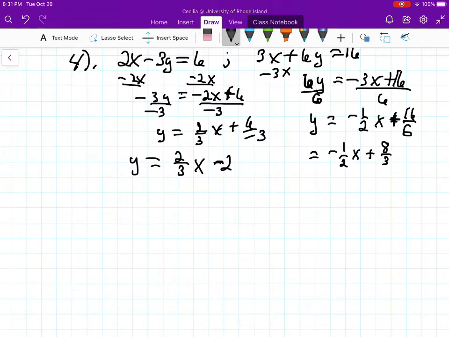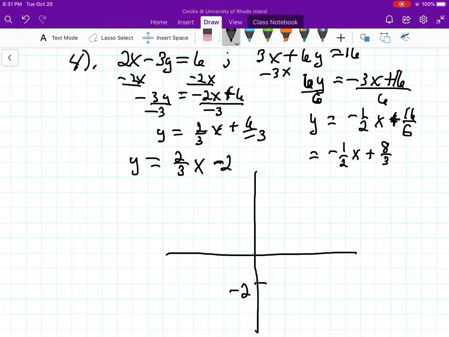intersection for. So maybe we can do a little sketch. Like, we don't have to do this. It just gives us some intuition into what's going on. So let's go ahead and try and graph these. The first line is going to start with a y-intercept at -2, and then a slope of up 2 and to the right 3. So we're going to go up 2 and to the right 3. And that gives us our second point.